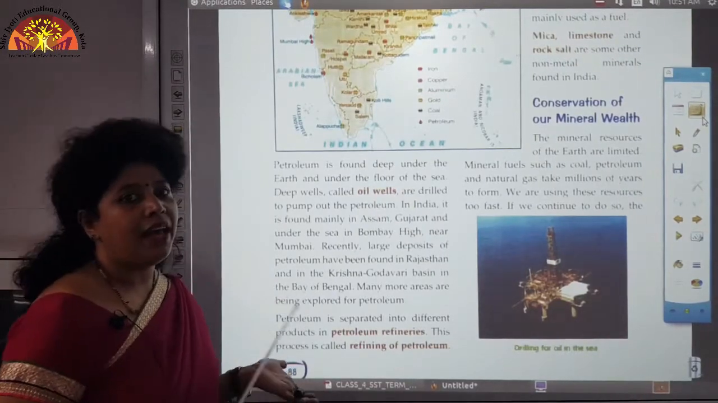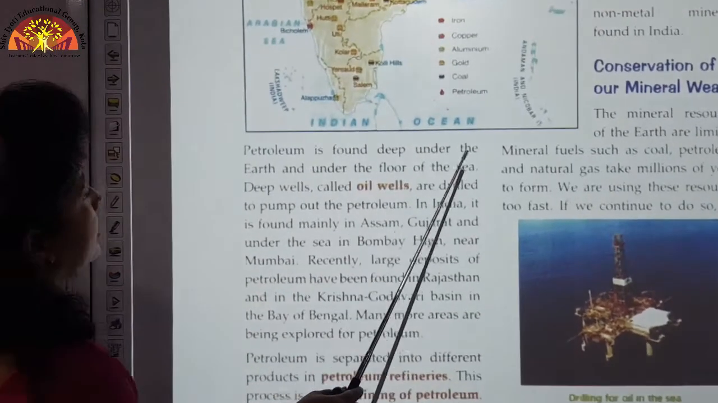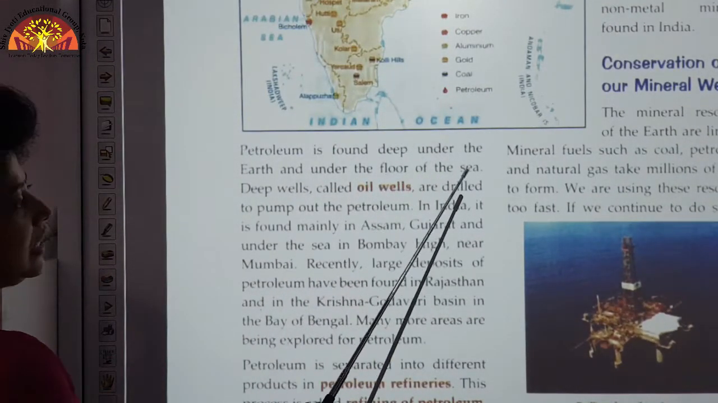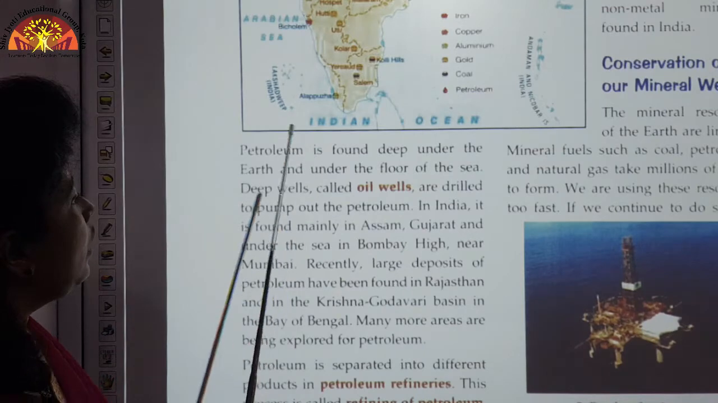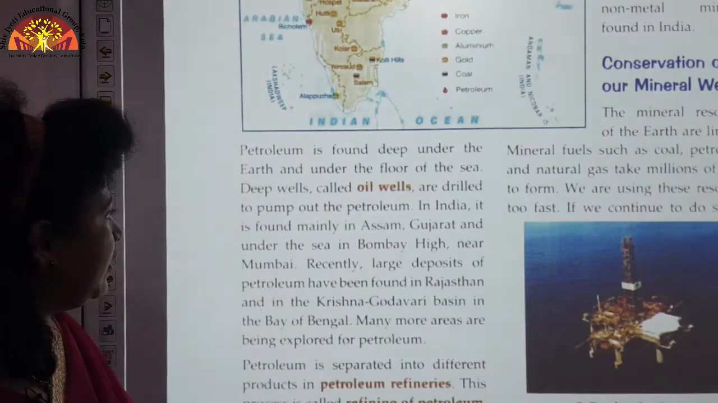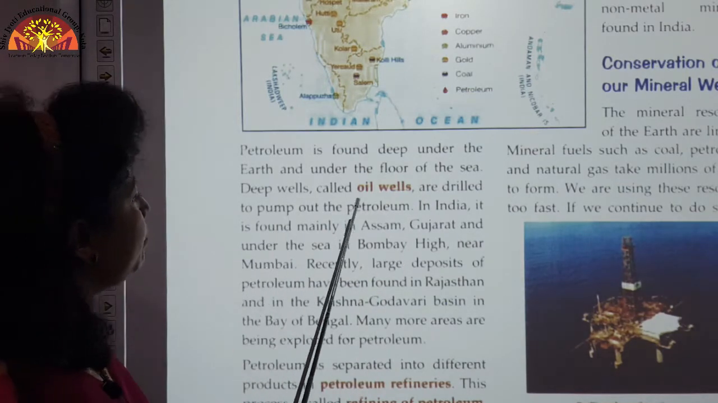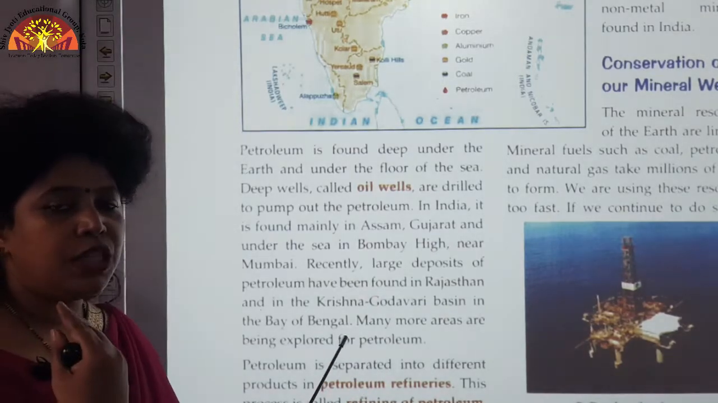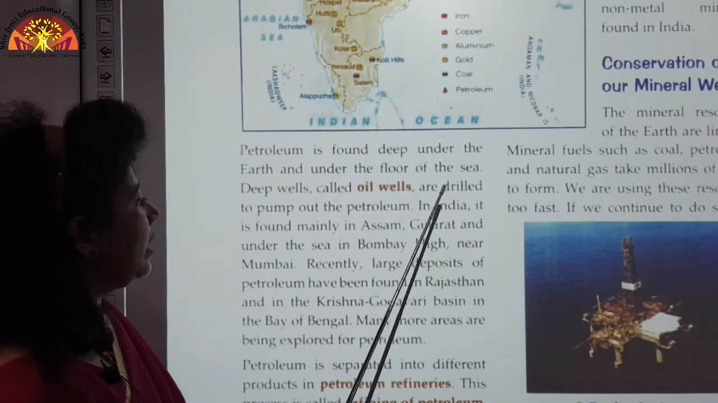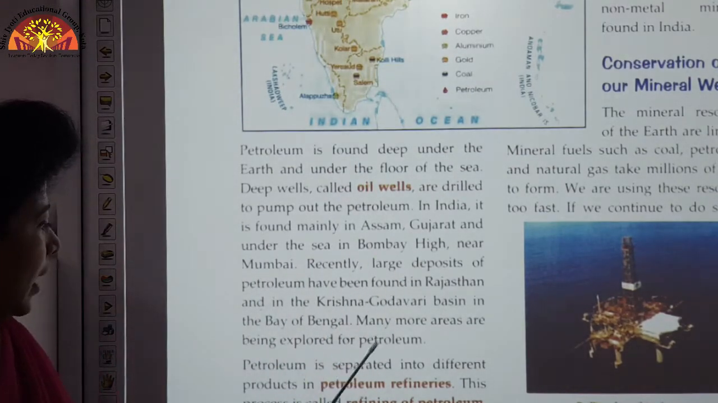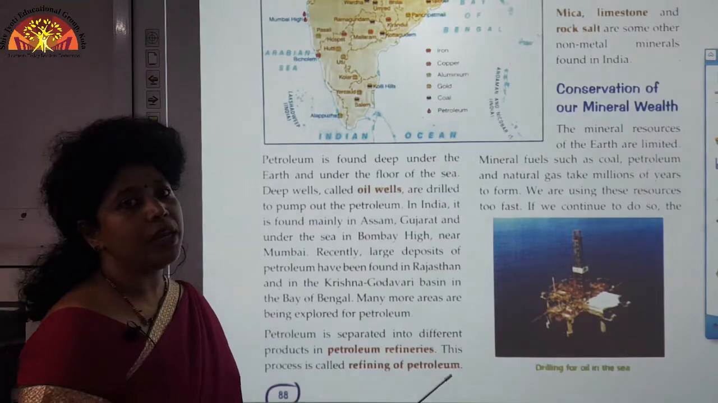Let us now see where petroleum is found. Where do you find petroleum? Petroleum is found deep under the earth and under the floor of the sea. Because it is made from the dead remains of sea animals, that is why you find petroleum under the floor of the sea. Deep wells called oil wells are drilled to pump out the petroleum. Like in metals, where heavy drilling machines were used, here oil wells are drilled to pump out the petroleum.